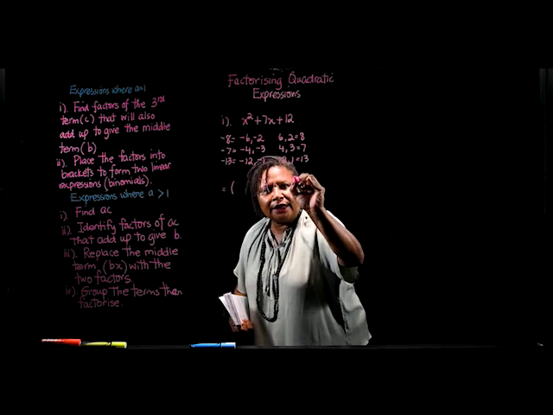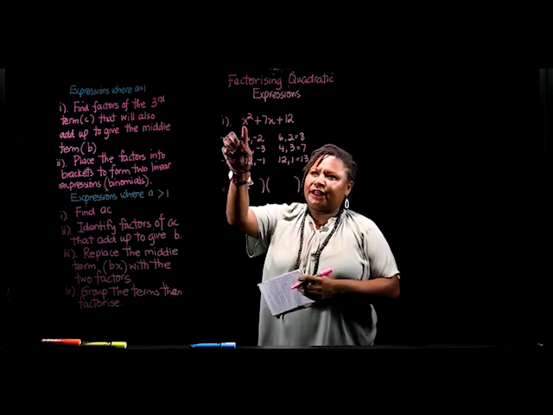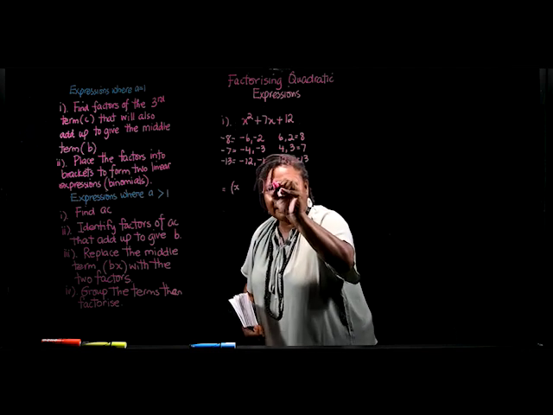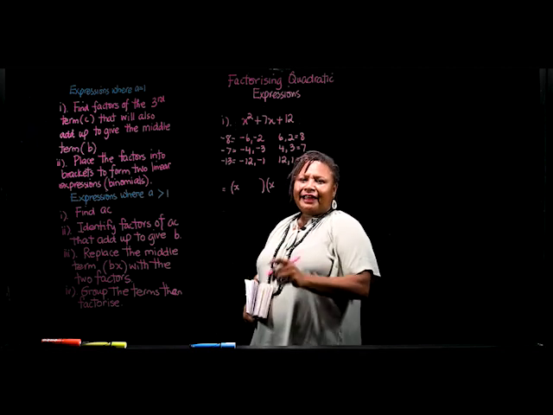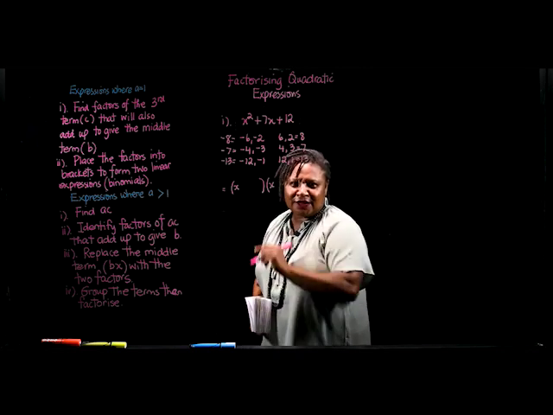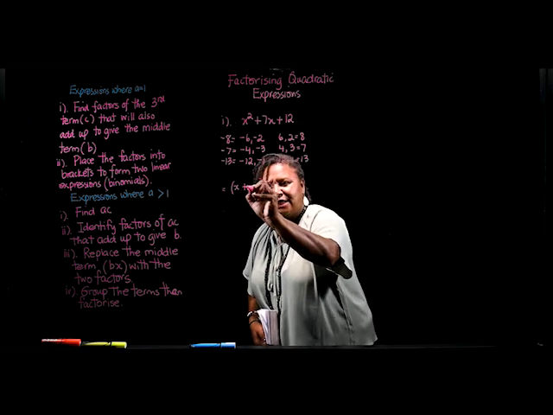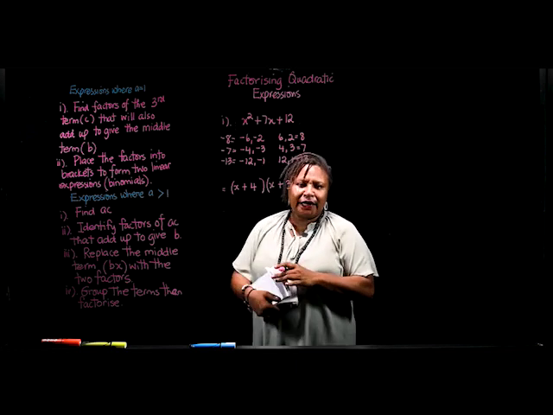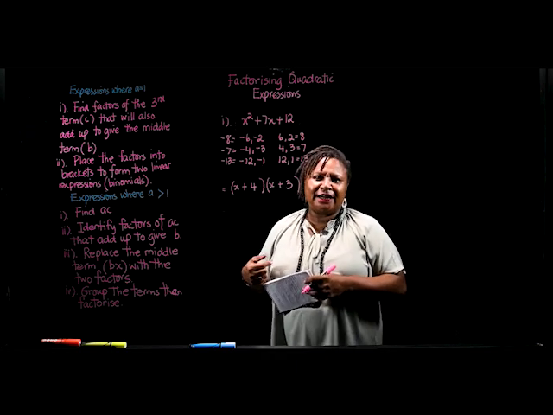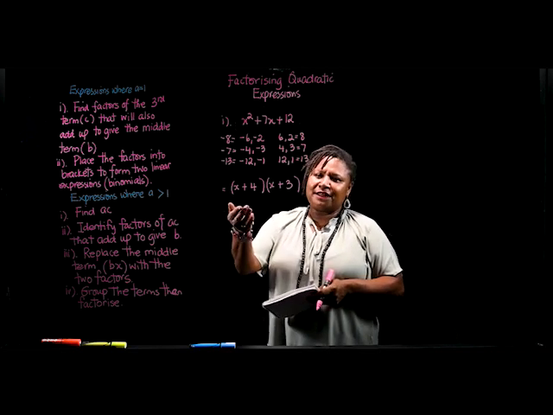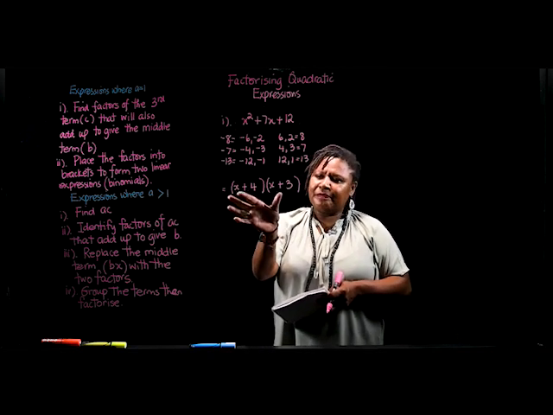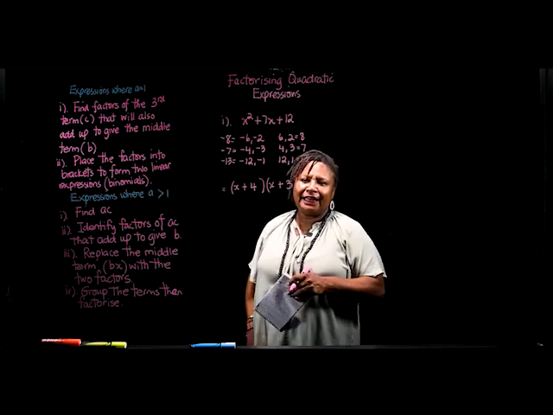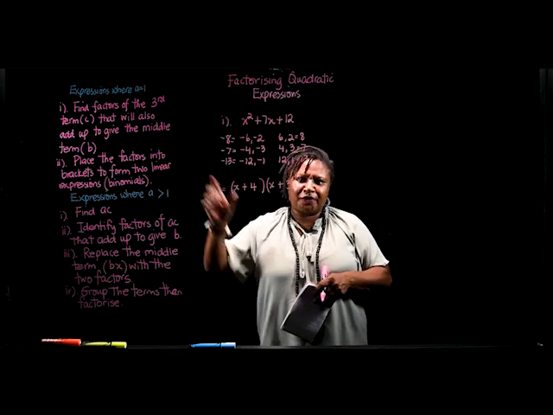We know that the factors of x squared will be x and x. So we place one x in one bracket and the other x in the second bracket. Then we place our two factors into the same two brackets: x plus 4 and x plus 3. So we have factorized x squared plus 7x plus 12, and the factors of that expression are x plus 4 times x plus 3. Very easy if you follow the steps correctly.